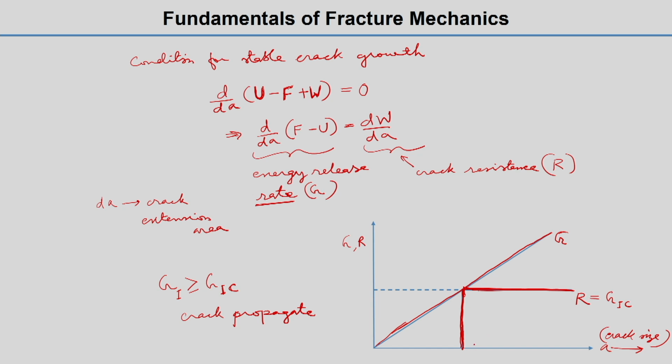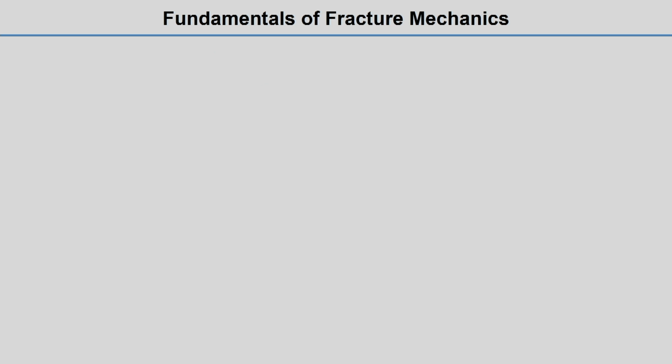So the crack will grow from this point. We write it as AI, the critical crack size, above which the crack will grow. This R is generally a constant for a particular crack size, let's say AI in this case.